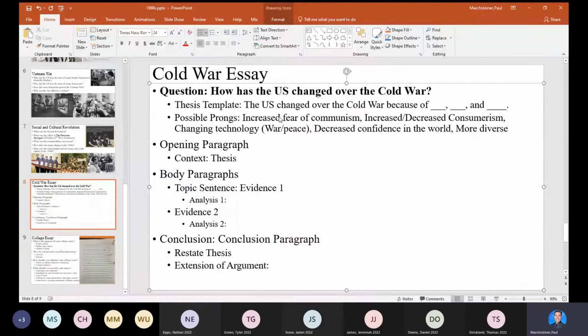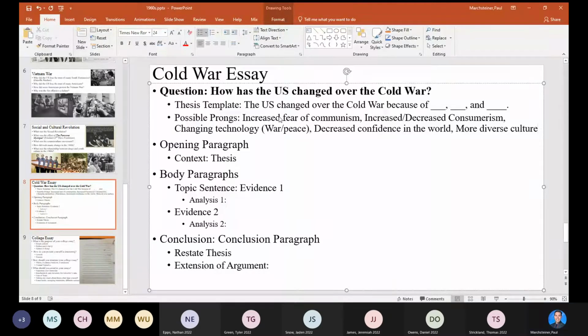There's a couple different prongs you can choose. You can use other ones outside of that. You can talk about increased rights for women, increased rights for Black Americans. All that stuff happens in the 1950s, 60s, and 70s too. So feel free to choose any of these prongs off the board. Choose other ones, that's fine too. And plug that into that template for your thesis.